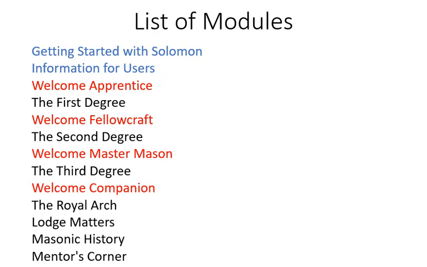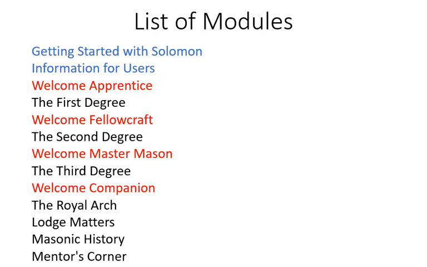The modules in black are what one might call information modules, which we will deal with in item 5 on our agenda. After you join Freemasonry, we recommend you join Welcome Apprentice, the First Degree, Lodge Matters and Masonic History.